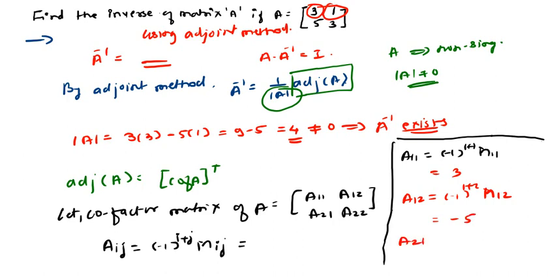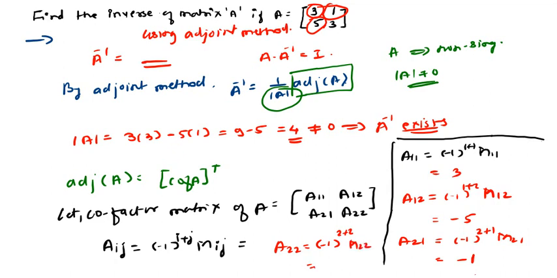Then we need to find A21. A21 will be minus 1 raised to 2 plus 1 into M21. Minus 1 raised to 2 plus 1 is nothing but minus 1. The element A21 is here and its minor is 1. So this value will be 1. Similarly, we can find the value A22, which will be minus 1 raised to 2 plus 2 into M22.